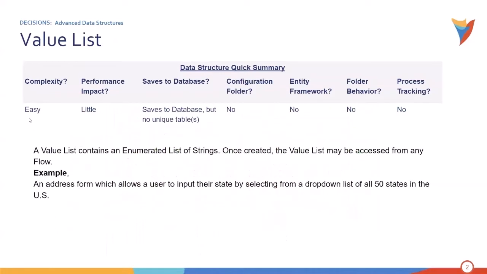This is an easy data structure to use. Value list is an enumerated list of strings. Once created, you may access them from any flow. Basically a drop-down list, which is used. So think about a drop-down list on a form, for example. So the example I have here is an address form, which allows a user to input their state by selecting from a drop-down list of all 50 states in the US.